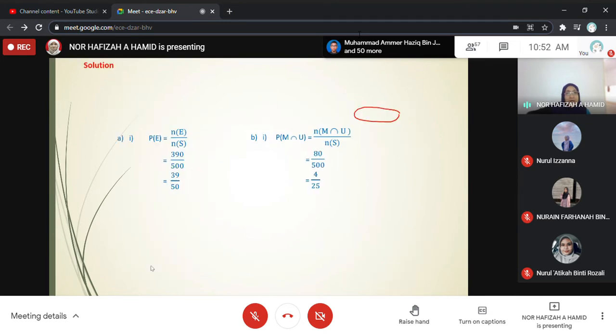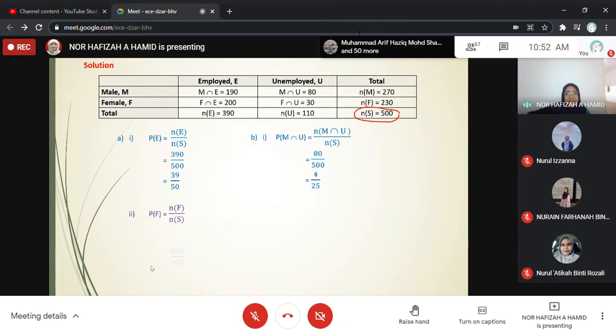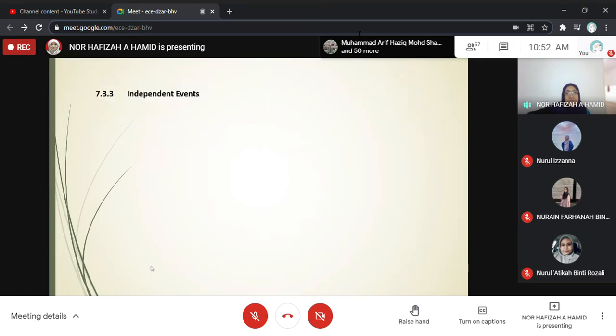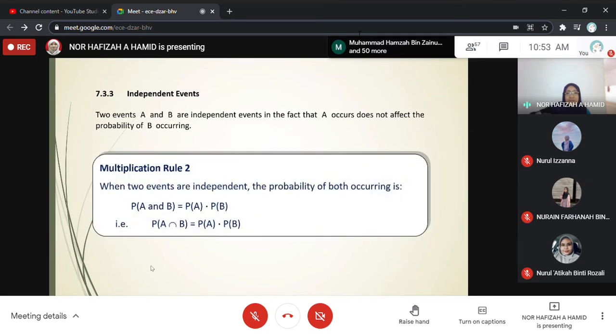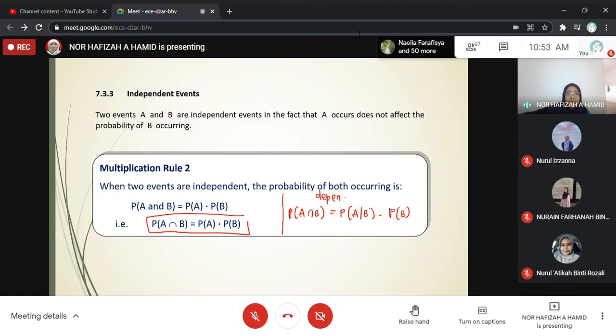But we have one more type, the independent event. For an independent event, one does not affect the other. Independent events are also like dependent, where you calculate the intersection. So for A intersect B, the formula is probability of A times probability of B. This is different compared to the formula for dependent. The formula for dependent earlier is A intersect B equal to probability of A given B times probability of B.